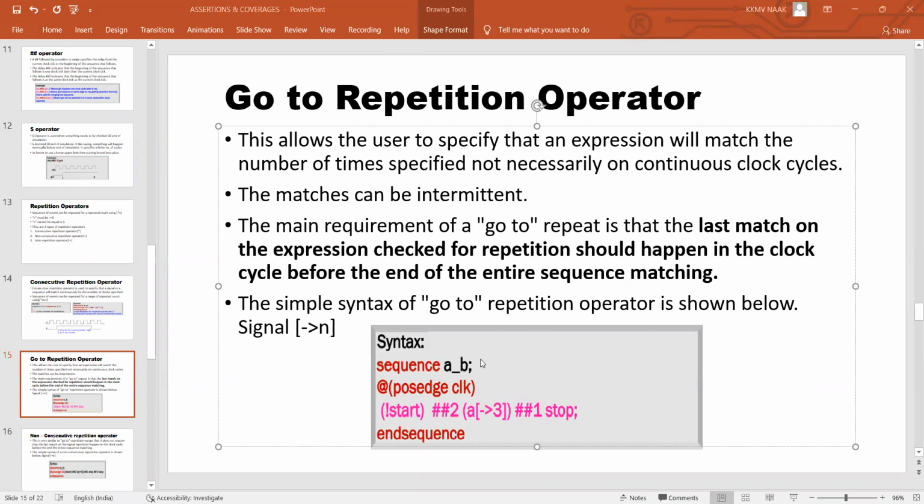So this is the go to repetition operator. This was the condition, so I have kept it in bold so that you can look into it. The syntax: we have to use this operator symbol when you want to use the go to repetition operator. In this way you can write it. So what does this mean? When your start is 0, negation of start you have mentioned, right?